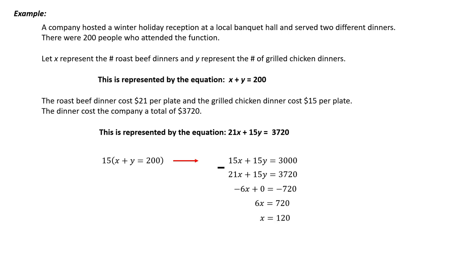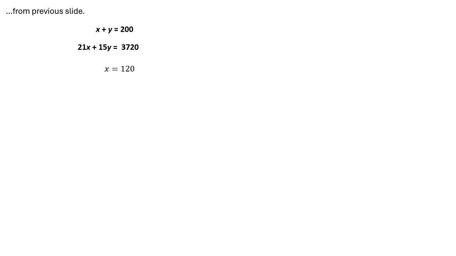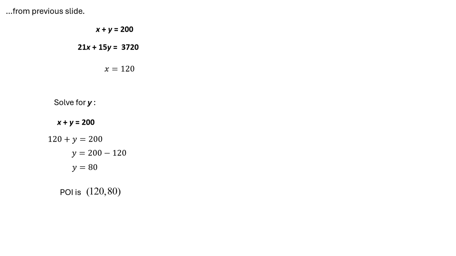X will have a value of 120, remembering that x is the number of roast beef dinners. So we'll plug that x back into one of the earlier equations to solve for y, and we end up with y having a value of 80, representing 80 chicken dinners. So our point of intersection is 120, 80, representing a scenario with 120 roast beef dinners and 80 chicken dinners being served.